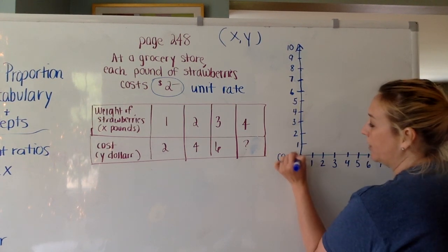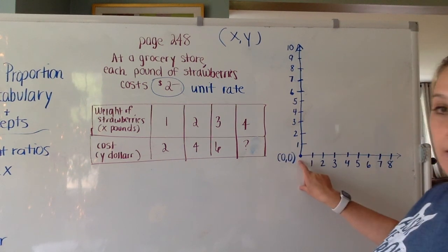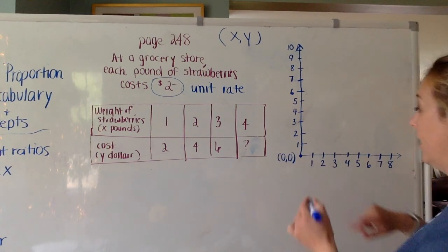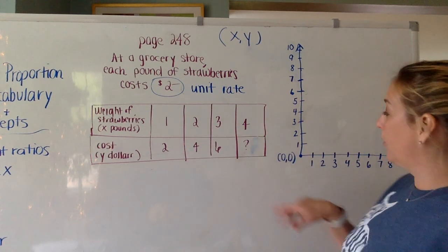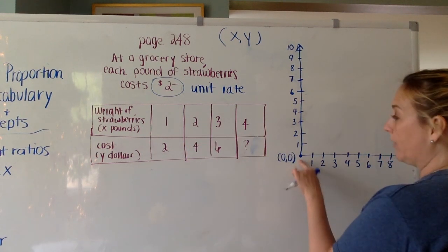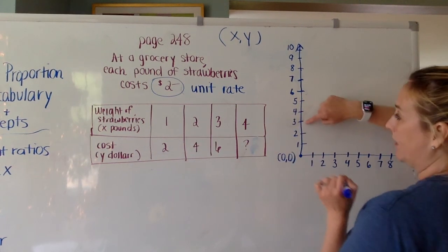So the point of origin is right there. And in a direct proportion, when you're graphing it based on the ordered pairs, the line goes through the point of origin. So a line, it can't end here.